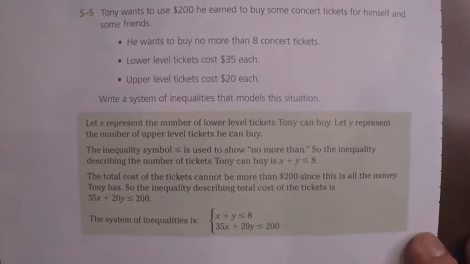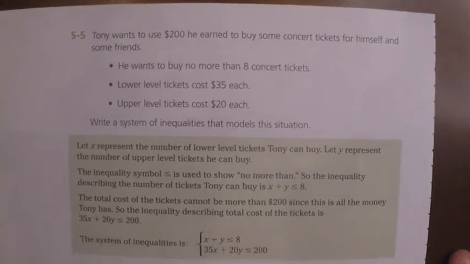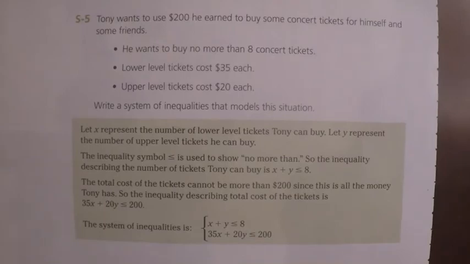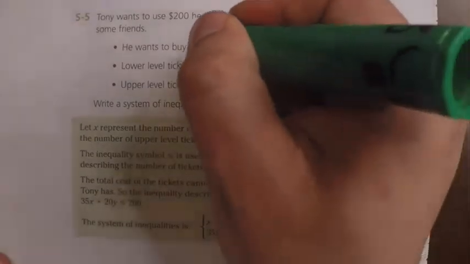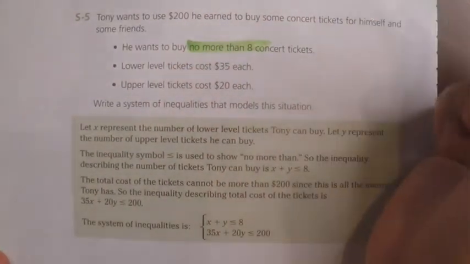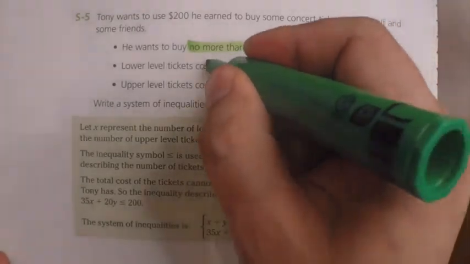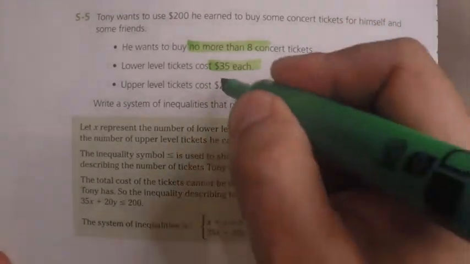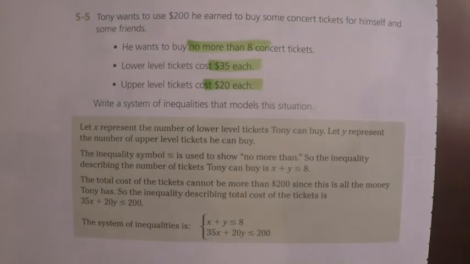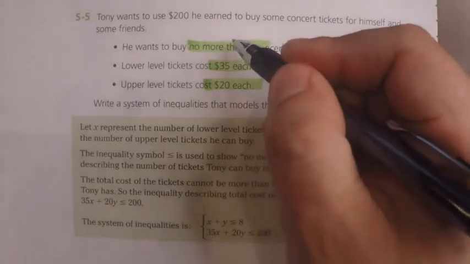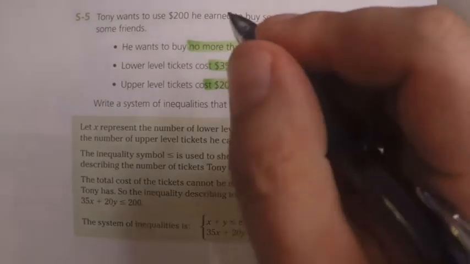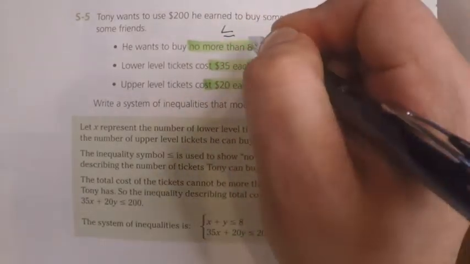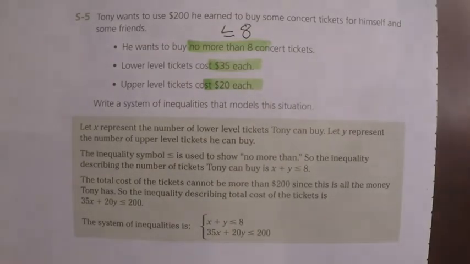So the last one here, sample question number 5. Sample question number 5 says, Tony wants to use the $200 he earned to buy some concert tickets for himself and some friends. He wants to buy no more than 8 concert tickets. Lower level tickets cost $35 each. Upper level tickets cost $20 each. Write a system of linear equations to represent this solution. So no more than 8 concert tickets is going to be less than or equal to 8 concert tickets.